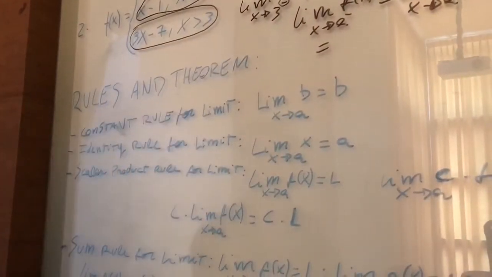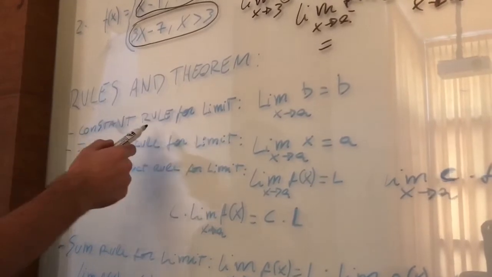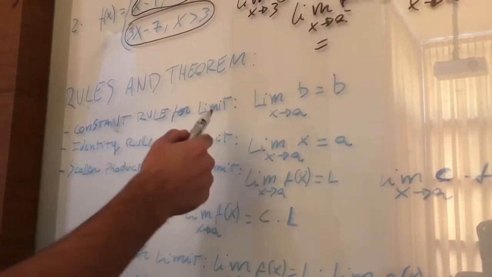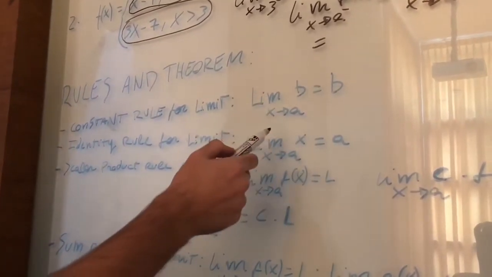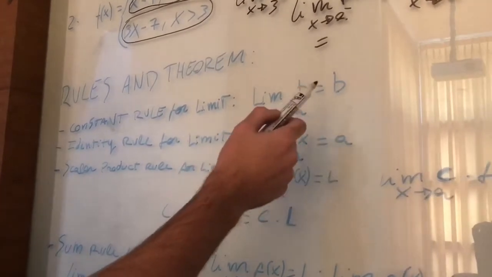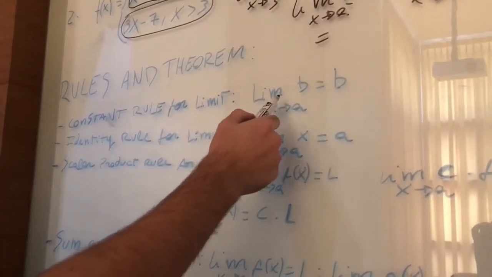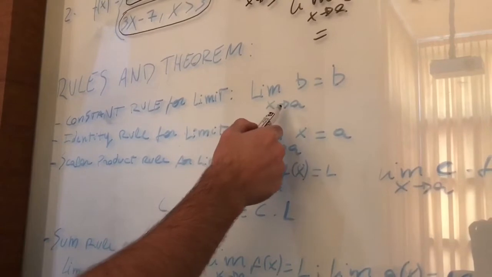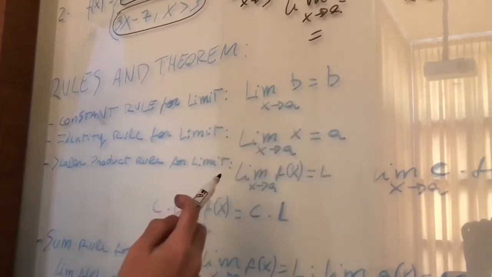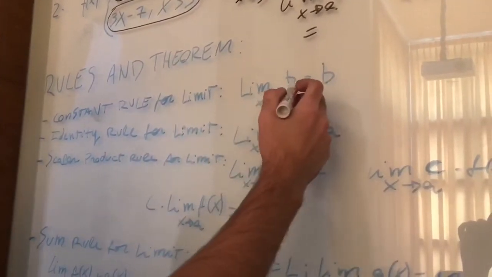So let me explain a little bit about what a limit is and why we use it. Basically, a limit is a mathematical way to explain how a function behaves as it approaches certain values, and the theorems of limits. First, we're going to start with the constant rule for a limit. If a and b are constants, and we have the limit of b as x approaches a, then the value would be b.